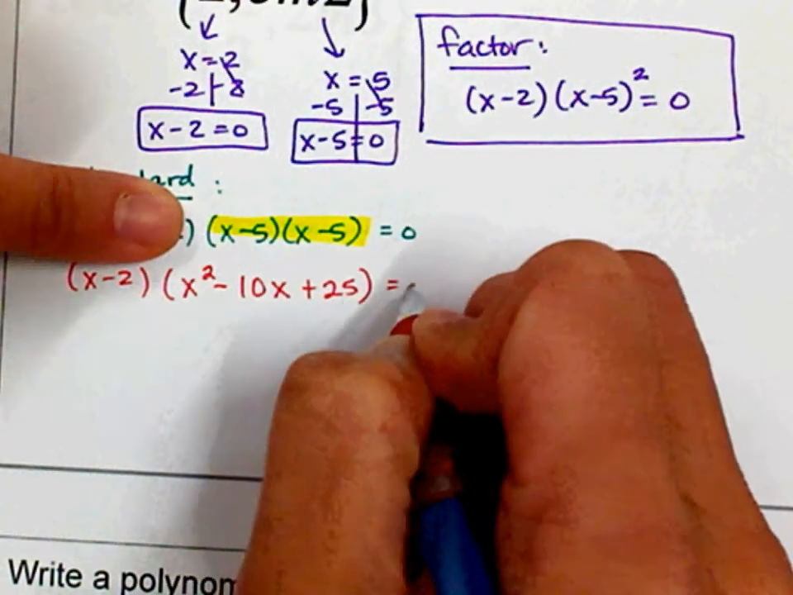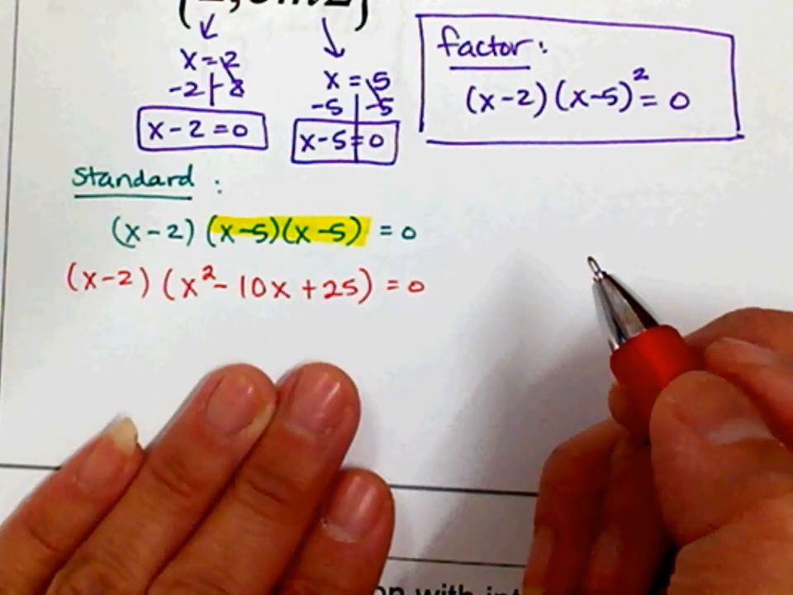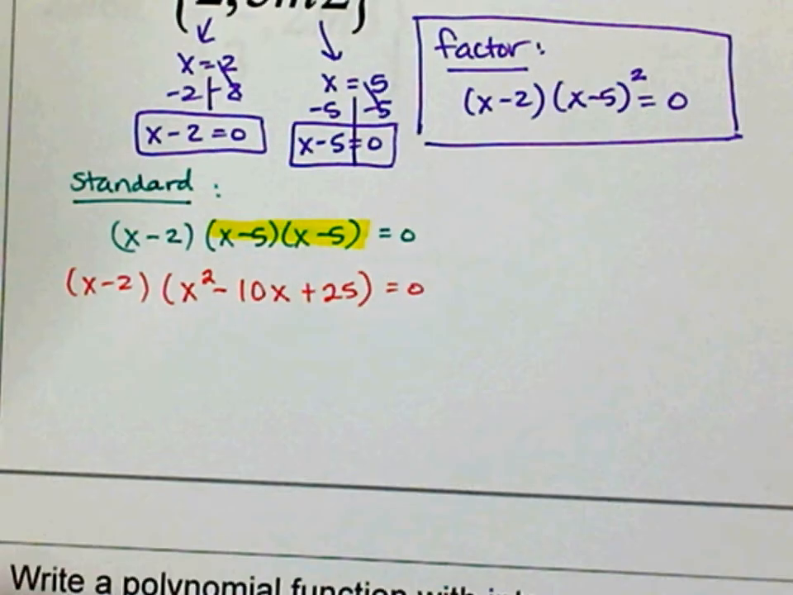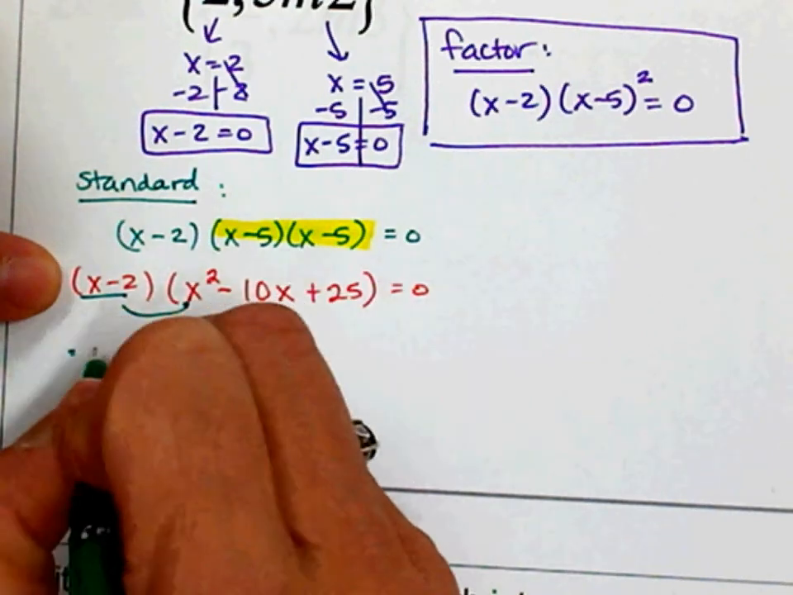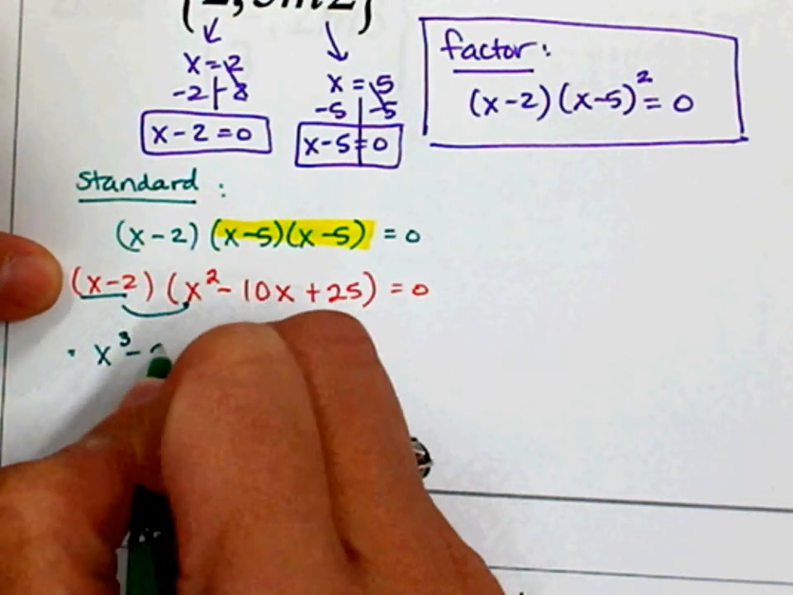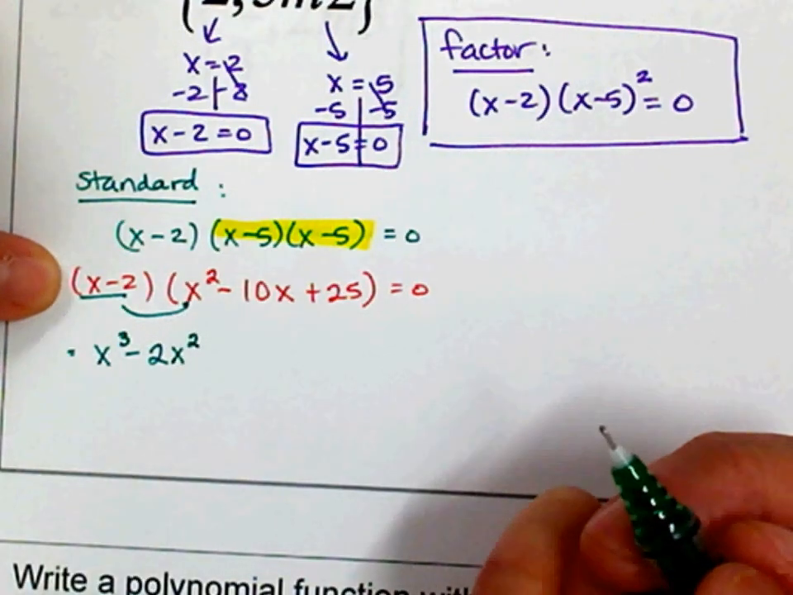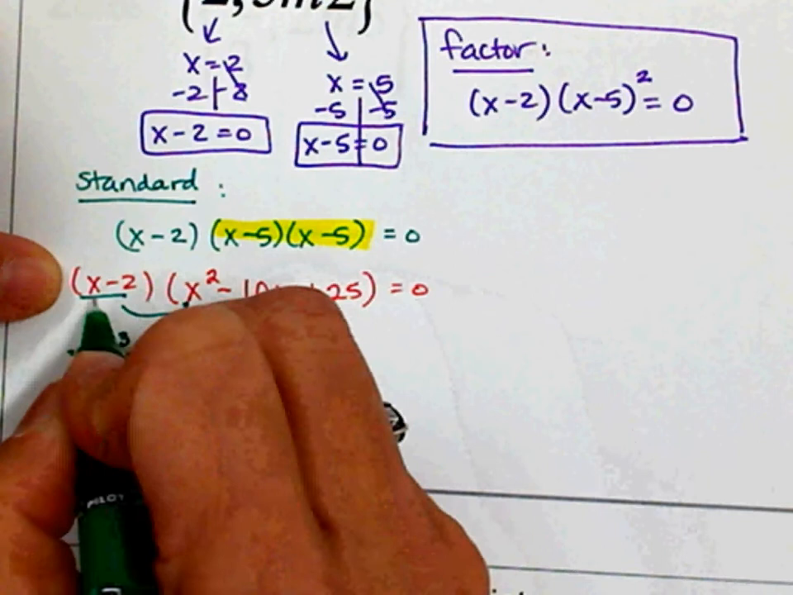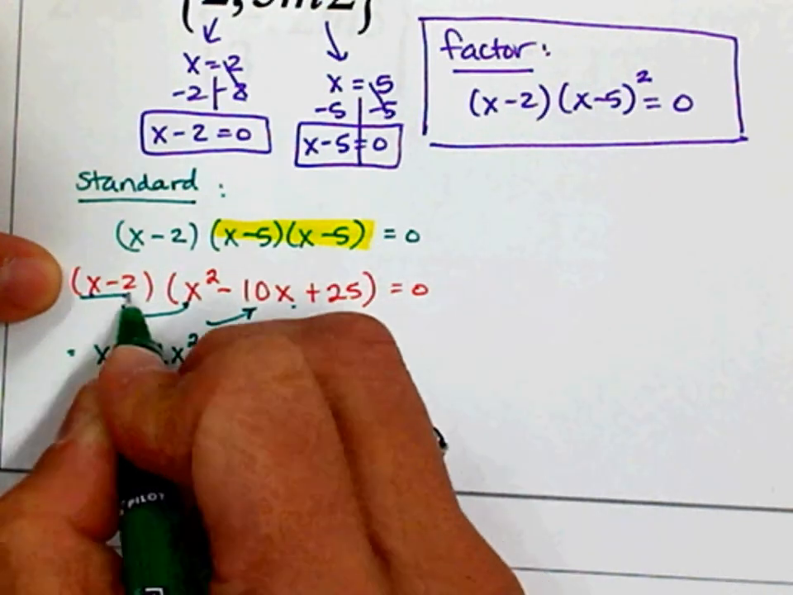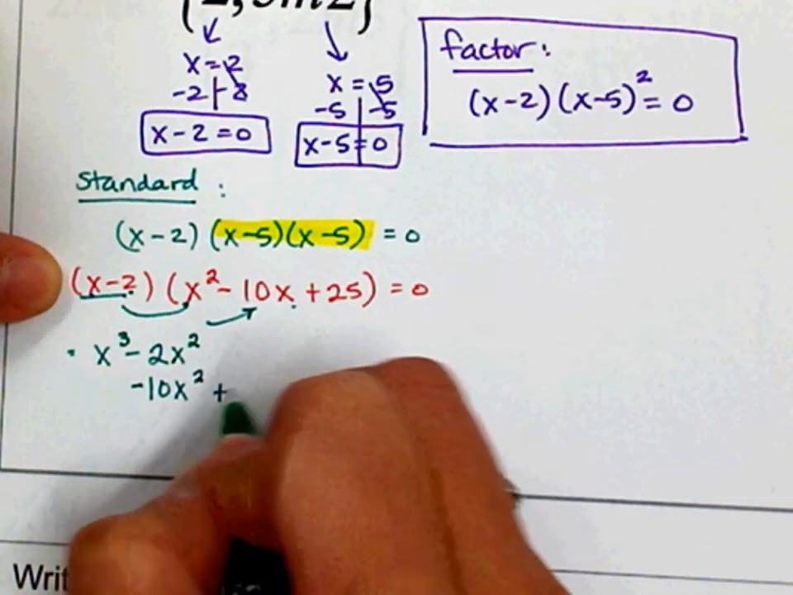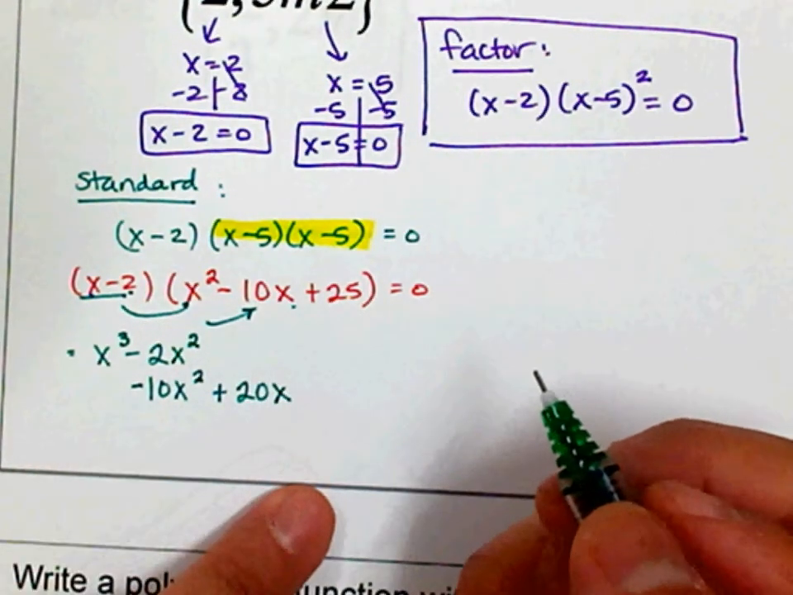Can you now multiply a binomial times a trinomial easily? Yeah. So let's go ahead and do that one. We're going to take this times all of that. X to the third minus 2x squared. Correct? Next one. X times negative 10x is negative 10x squared. Negative 2 times negative 10 is positive 20x. Lined up your like terms. It makes it real easy to add.